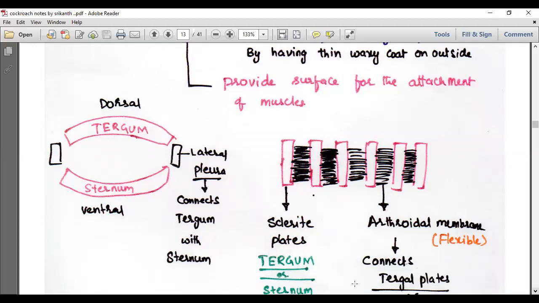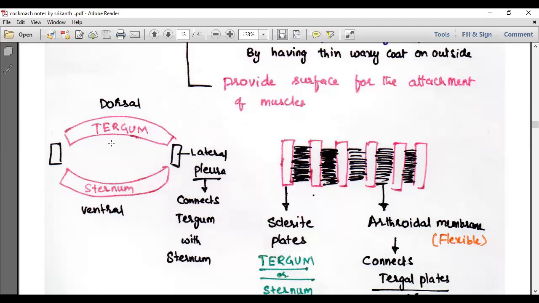Okay. So let me say once again, as I said to you earlier, that each segment has 4 plates. A typical segment of the cockroach contains 4 plates on the body, like the upper plate, tergum, the dorsal plate.